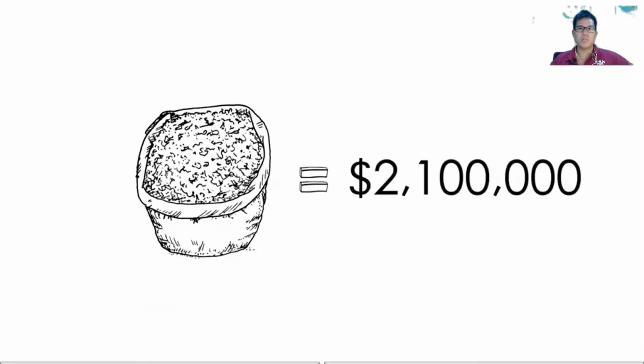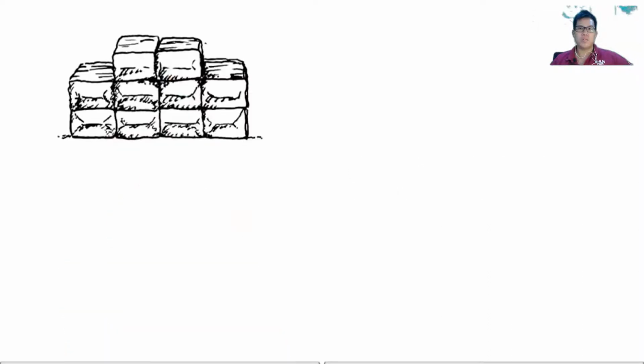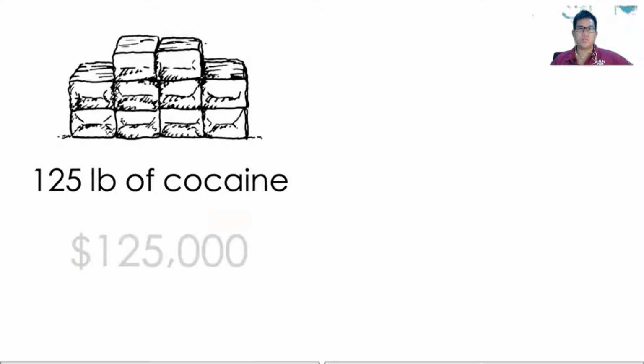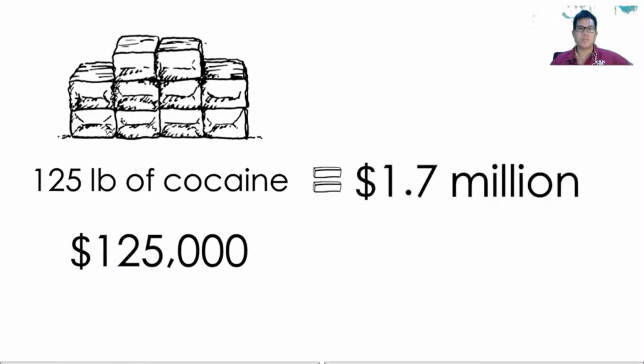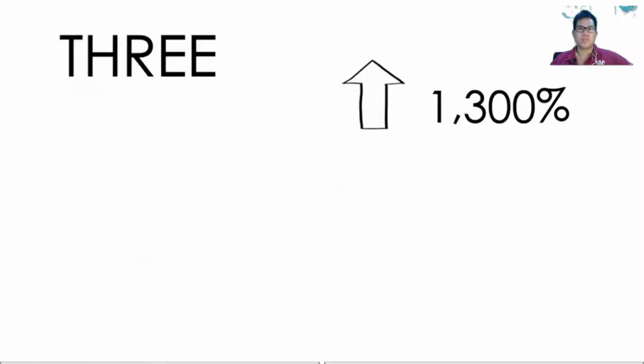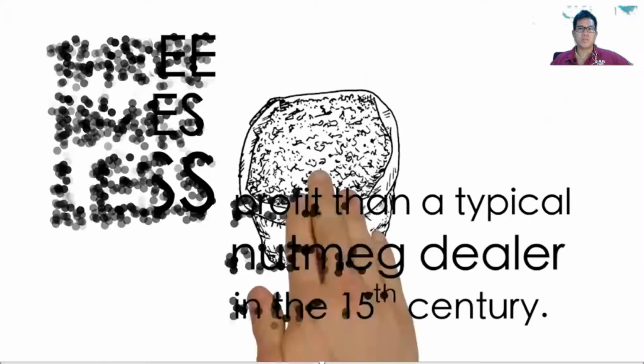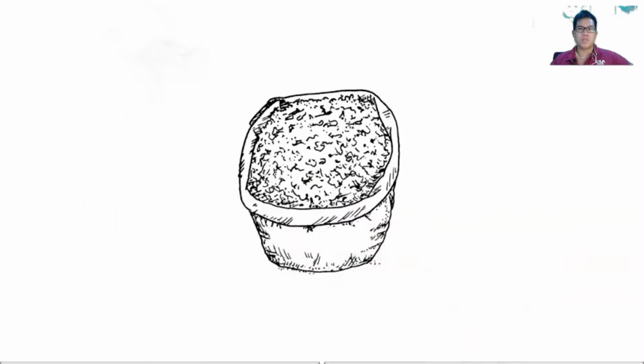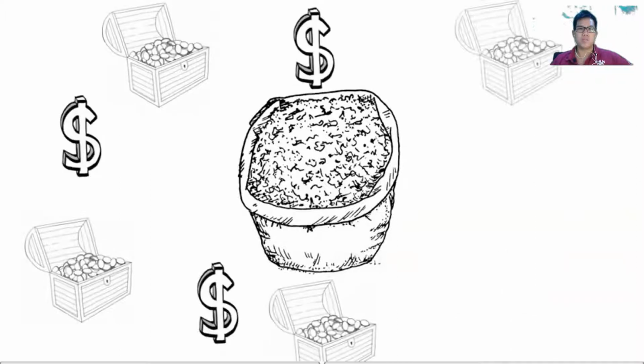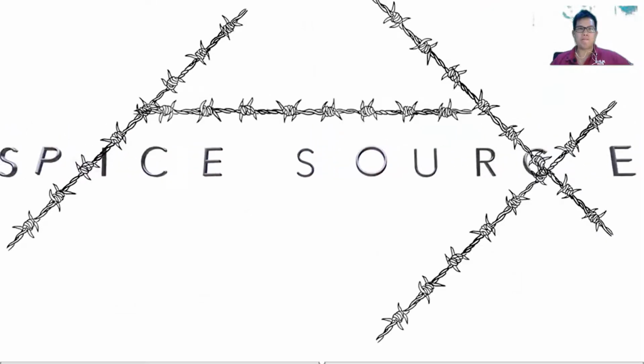That's a markup of over 3,200%. Trade in nutmeg was even more lucrative. 1 quintal of nutmeg purchased for the same $4,000 would sell for an astonishing $2.1 million in London or Paris. Today, if you look at the same amount of cocaine, 1 quintal, 125 pounds, you would pay about $125,000 for it at the source and could sell it wholesale in New York for $1.7 million. While this is a staggering profit, it is only a markup of about 1,300%. That is 3 times less profit than a typical nutmeg dealer in the 15th century. Spice was the drug of choice during the Middle Ages.